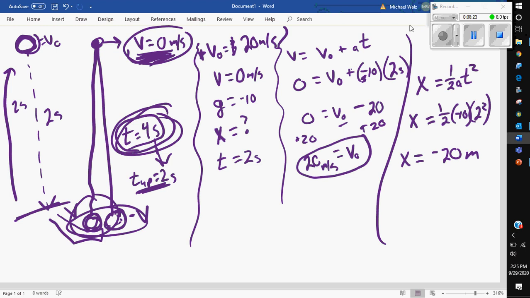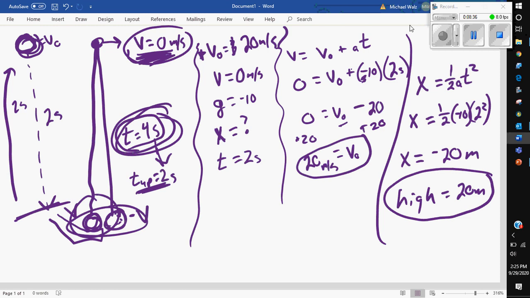Now, that's displacement from the top. But if I'm going to ask you how high, then you don't have a negative there. You just have 20 meters because that's how high the ball went. Okay, any questions on that?